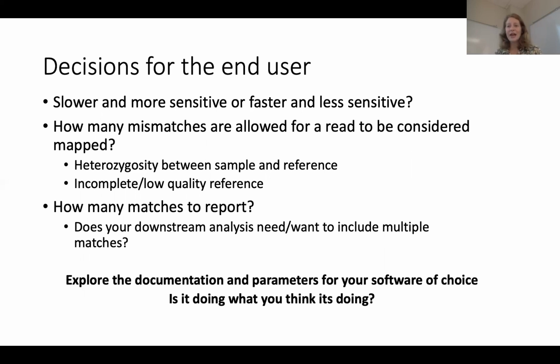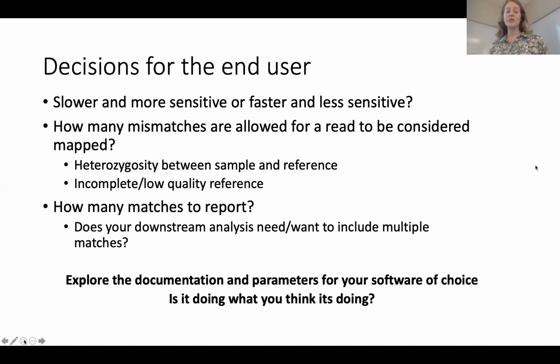Another decision that you're going to have to make: how many mismatches are allowed for a read to be considered mapped? That's usually a parameter that you can set. So again, if you're concerned about mapping more distantly, you might want to increase the number of mismatches that are allowed. That will make everything slower. If you have an incomplete or low quality reference, that could also influence your decision here.